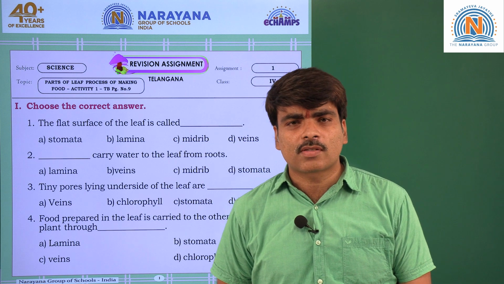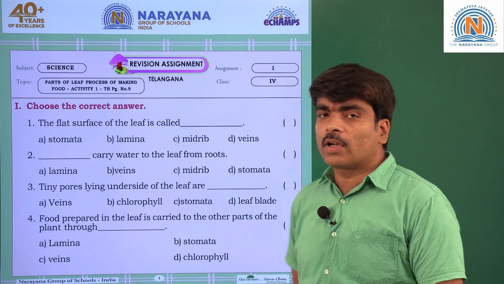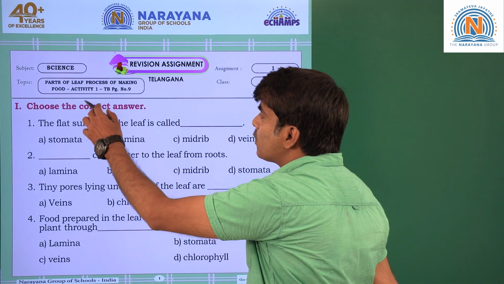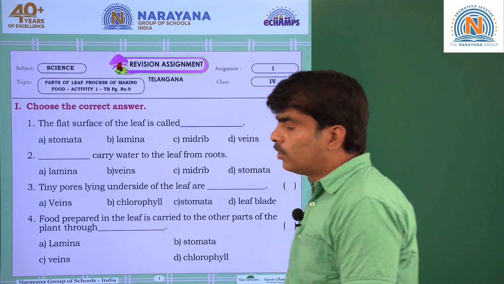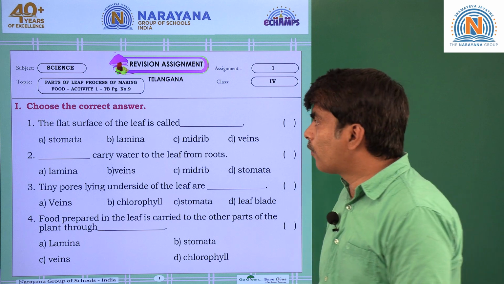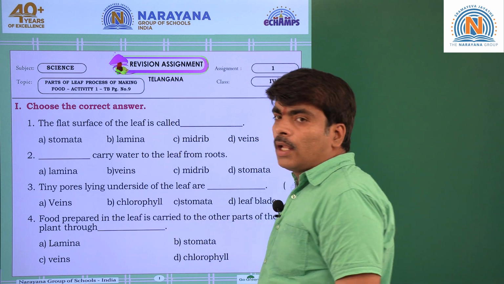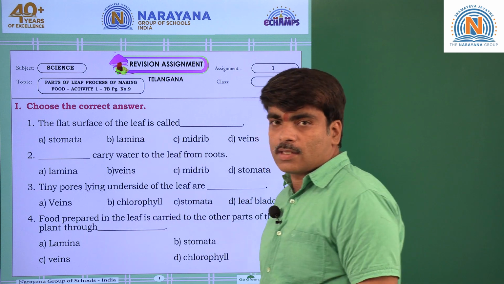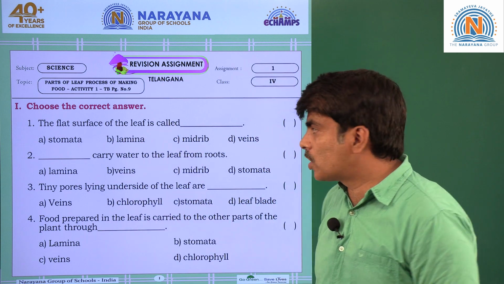Today we are going to discuss the revision assignment for class 4. Today our topic is from plants: parts of a leaf, process of making food, and activity 1. You can find this in the textbook, page number 9. So our task today is to choose the correct answers. We'll start with our first question.